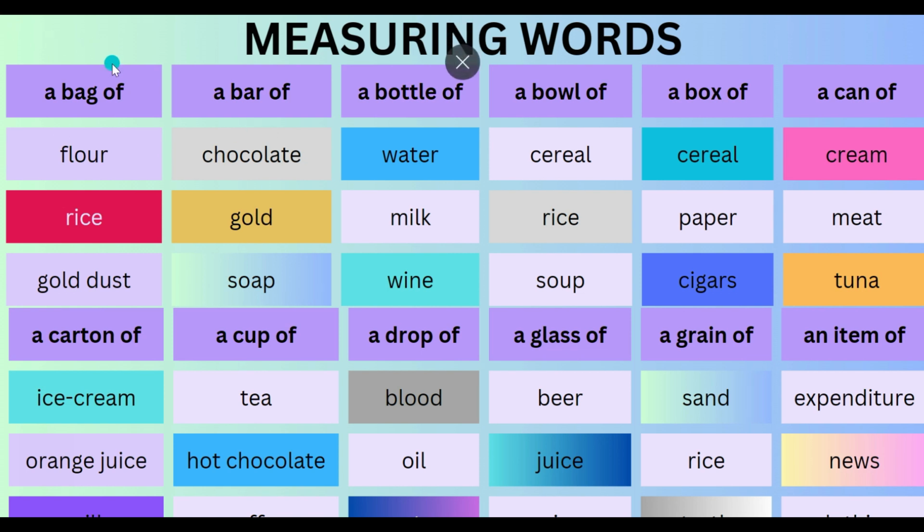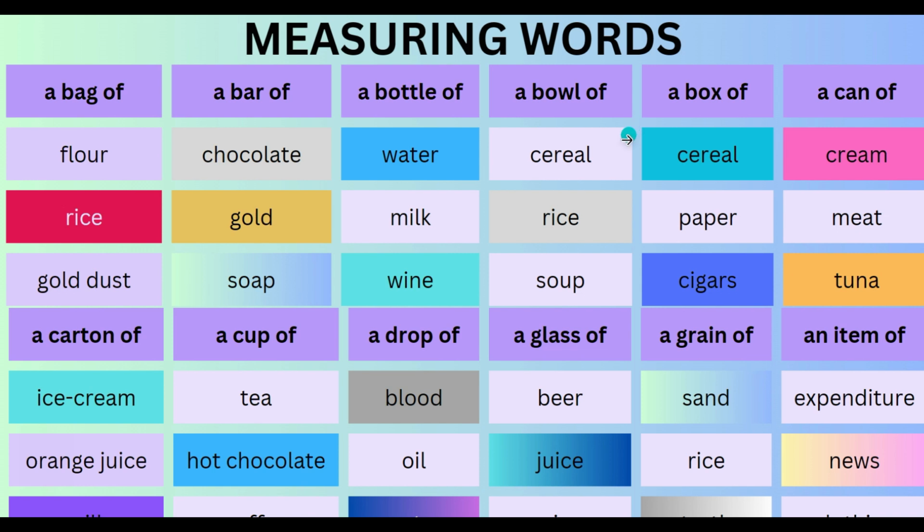So let's start. First of all, household things like flour, rice, gold dust, and you can see a bag of flour, a bag of rice, a bag of gold dust, a bar of chocolates. So these things, we use bars, a bar of gold, a bar of soap. A bottle of water. These things can be kept in bottles, so we say a bottle of water, a bottle of milk, a bottle of wine. And if you keep these things in a glass, then you say a glass of water, a glass of milk, a glass of wine, so on.